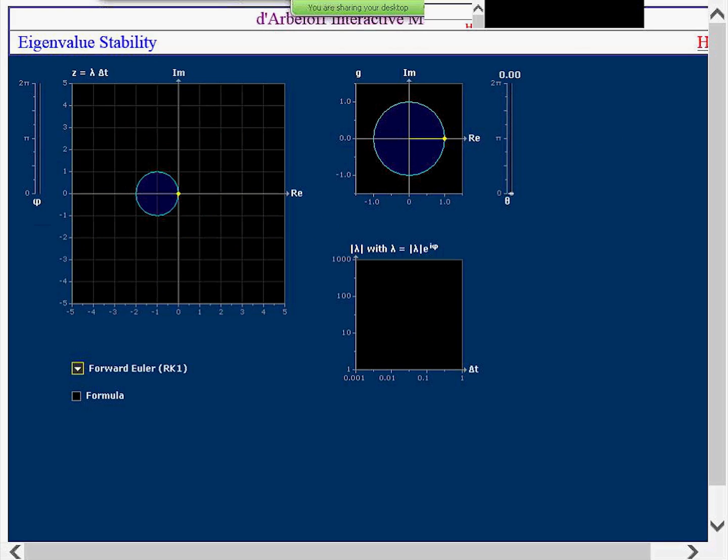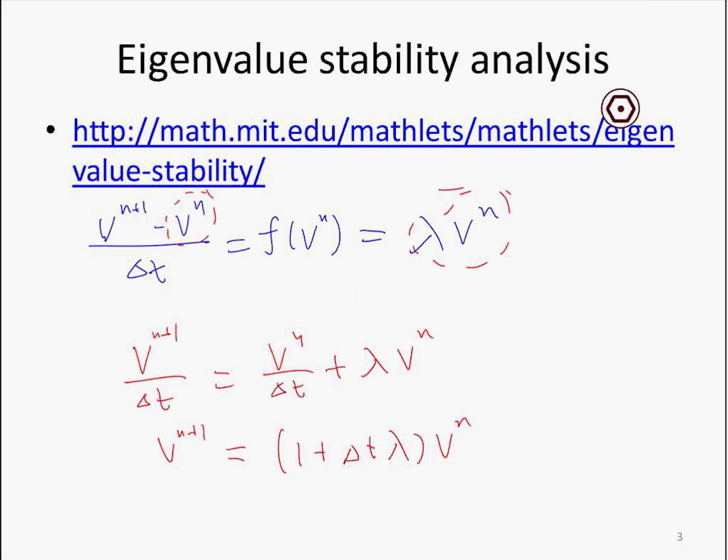All right. So that's how you do eigenvalue stability analysis. You plug f of u equal to lambda u into the differential equation. You collect all the terms that are v_n on one side, all the terms that are v_{n+1} on the other side. And in general, you plug in a solution that is exponentially growing to see if this discrete scheme allows an exponentially growing solution. All right, that is how you would analyze eigenvalue stability, similar to how you would analyze zero stability.